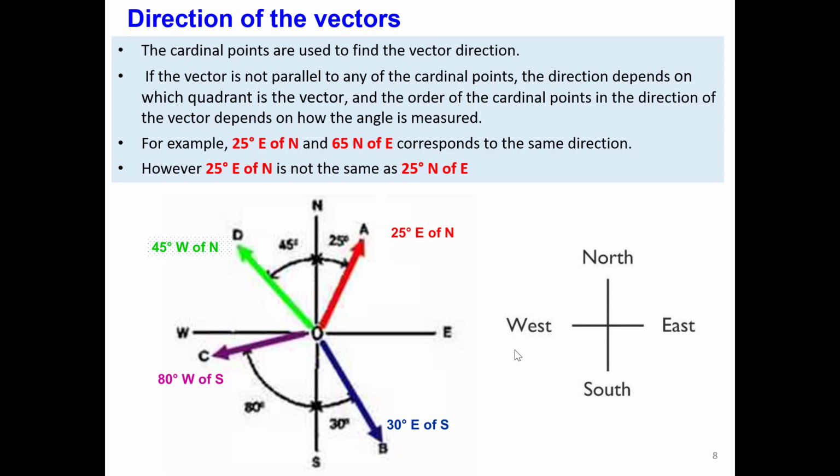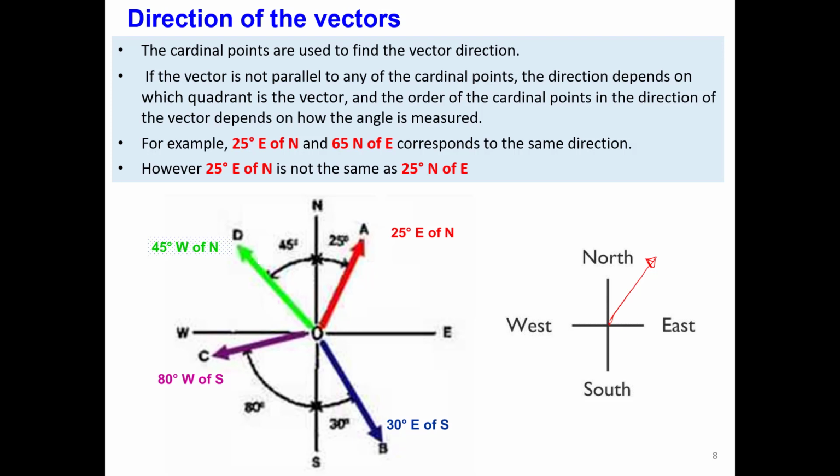But what happens if the vector is not parallel to any of these cardinal points? Then if the vector is in one of the quadrants, for example, like that. We have 4 quadrants here, then let's say we have here in this direction this vector. And this is in the northeast quadrant.